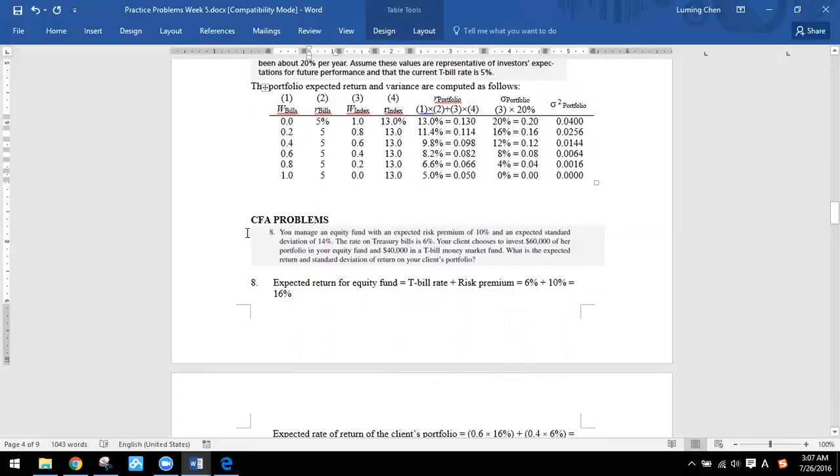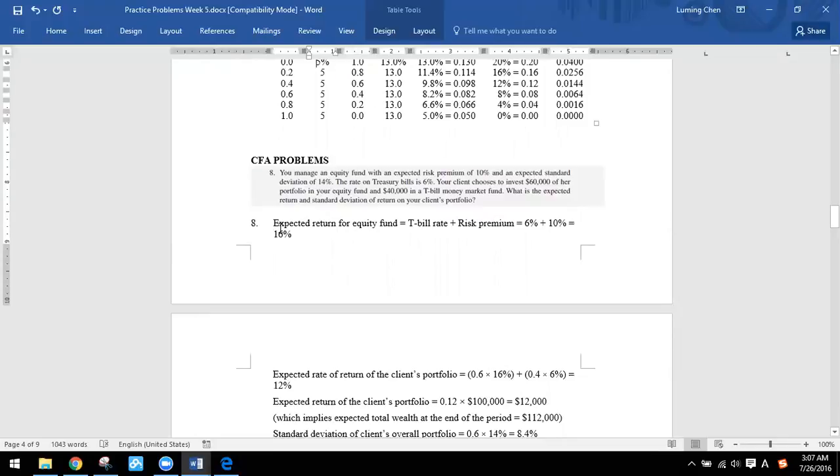CFA problems 8. You manage an equity fund with an expected risk premium of 10% and standard deviation of 14%. The rate on Treasury bill is 6%, so the expected return on your equity fund is 16%. Your client chooses to invest $60,000 of her portfolio in your equity fund and $40,000 in a T-bill money market fund. What is the expected return and standard deviation of return on your client's portfolio?